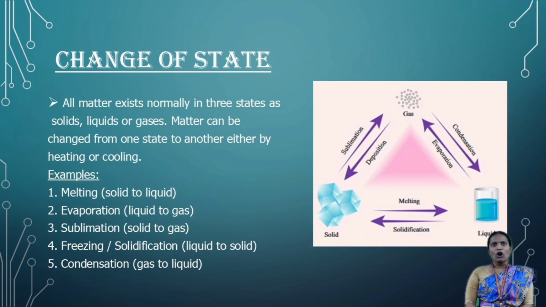Next slide. All matter exists normally in three states like solids, liquids and gases. Matter can be changed from one state to another state either by heating or cooling. The examples are melting, solid to liquid, evaporation, liquid to gas, and sublimation, solid to gas. Another one is freezing, liquid to solid. The next one is condensation, gas to liquid.